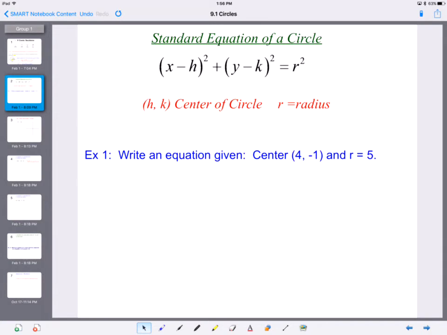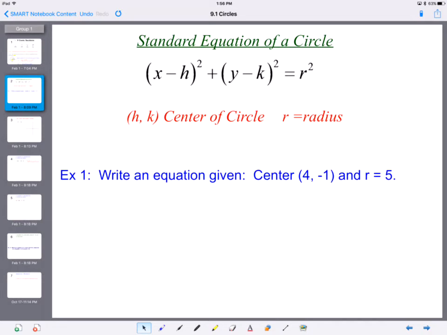I kind of rewrote this here. The standard equation of a circle is x minus h squared plus y minus k squared is equal to r squared. Understanding that h, k represents the center of the circle, and then the r represents the radius. Now it's not r squared. R squared is the radius squared, so the r value is being squared, so just remember that.